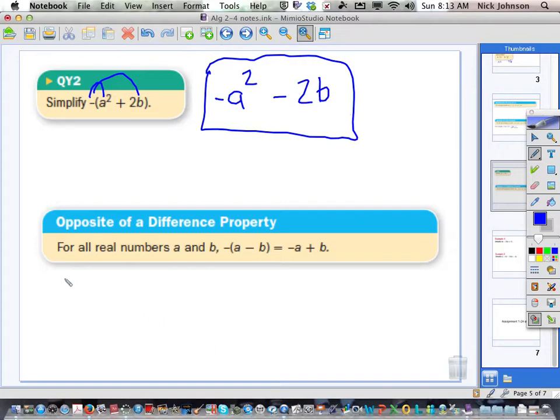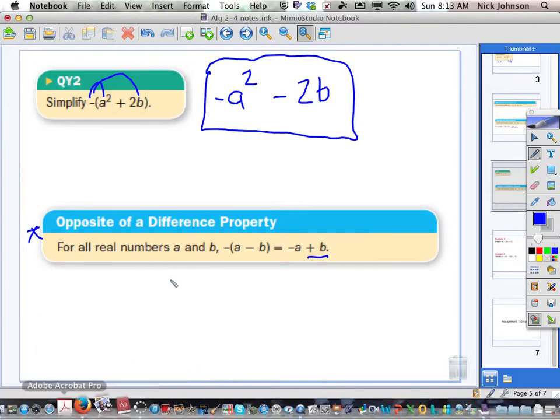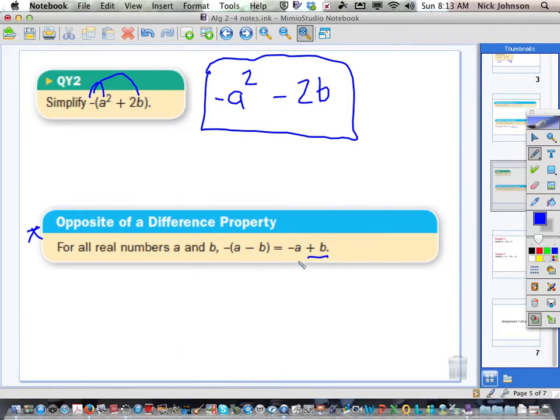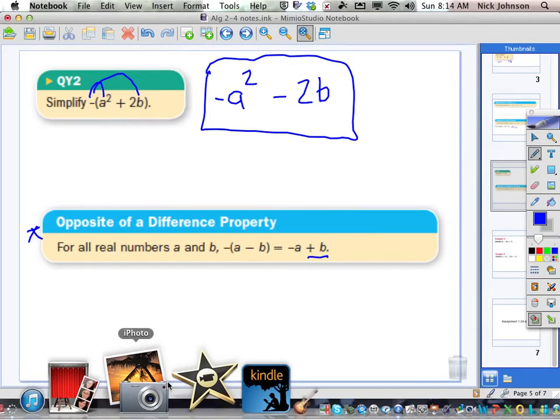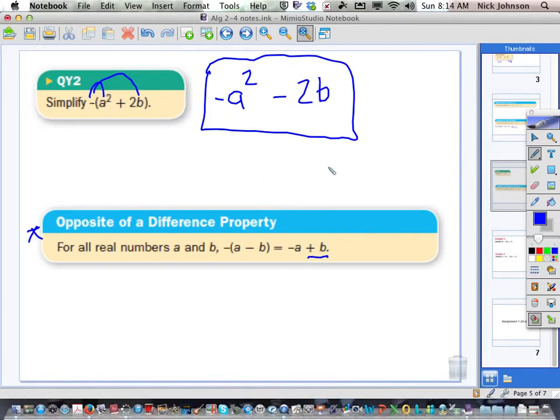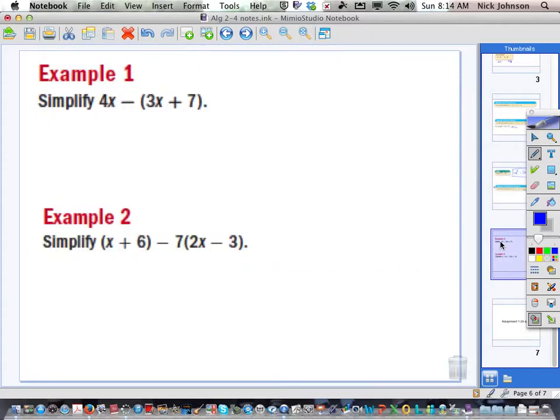And here's your opposite property when you have a negative sign in the middle. Obviously, this negative is going to turn this negative positive. Yes. Negative times a positive is a negative. A negative times a negative is a positive. Okay? Opposite of a difference property. Should be common knowledge.